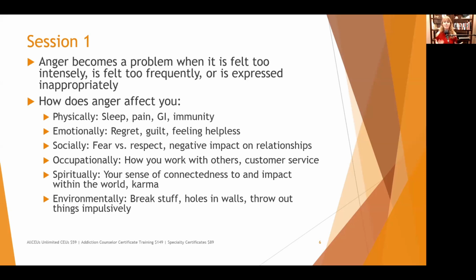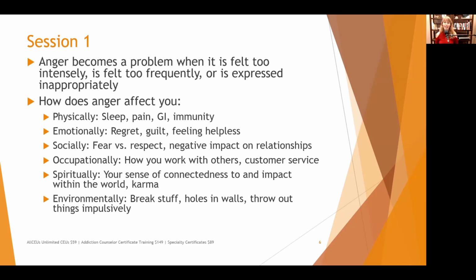Occupationally, how does anger impact the way you work with others and your ability to provide customer service? Spiritually, how does anger impact your sense of connectedness to others and your awareness of your impact on the world and the world's impact on you? And finally, environmentally, when you're angry, how does it affect your environment?